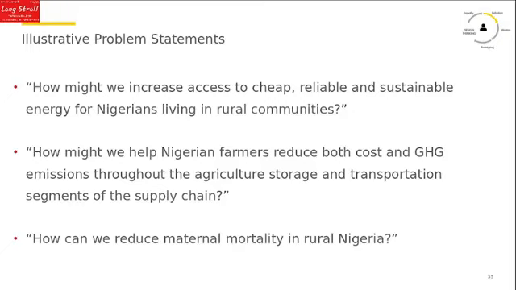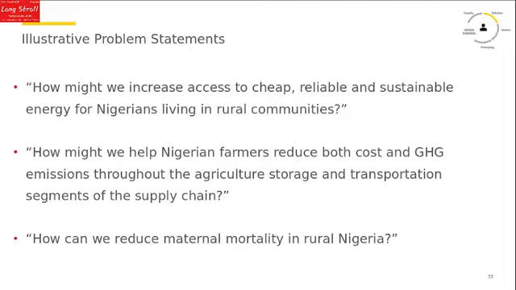Now look at this third example. How can we reduce maternal mortality in rural Nigeria? Just a very short sentence, but so loaded, because when you think about this, you see that this person has given some thought to the problem that mothers in rural Nigeria are facing when they are pregnant, has given some thought to the high rate of death that usually goes with it, has given thought to a lot of things, and the question is, how can we reduce maternal mortality in rural Nigeria?